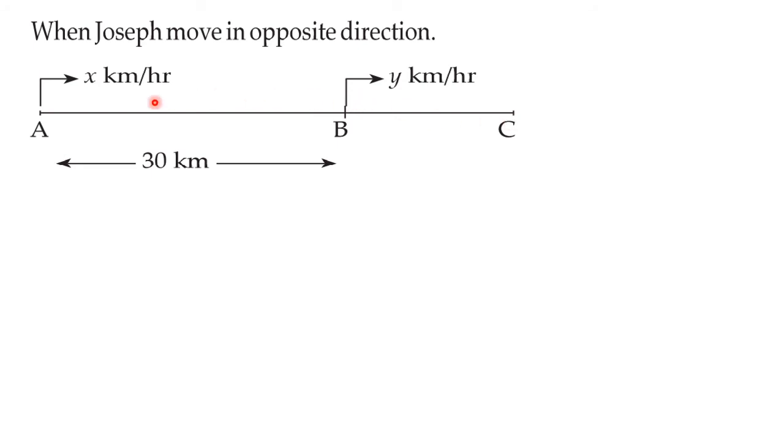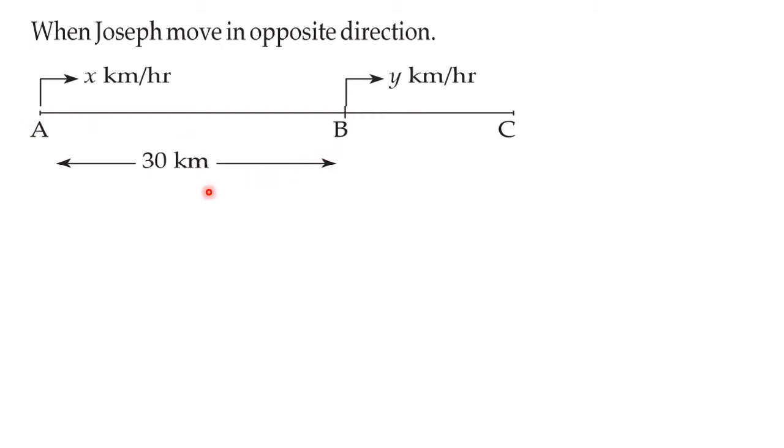Okay. That is why I told you that while writing, you should write that x should be greater than y. In this case, if x is less than y, then they will never meet at C, because Hamid will always lag behind if Joseph's speed is more. So here Hamid's speed is more. That is why after some time they are going to meet here. The distance AB is going to remain constant, that is 30 kilometers.